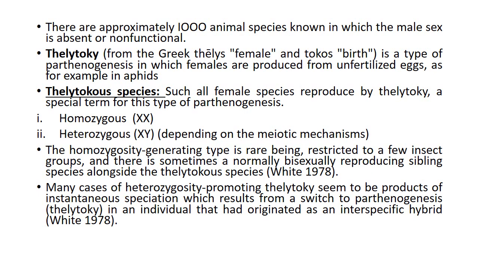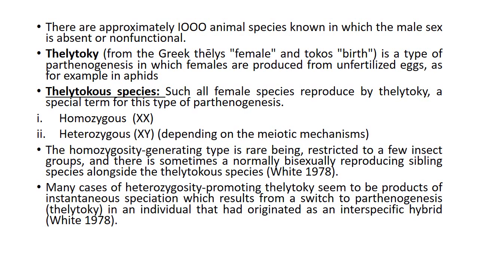One phenomenon is theletoky, or theletokous species, and the other is kleptospecies. It depends on the meiotic mechanisms what kind of offspring are generated. Either they are homozygous or they are heterozygous. Homozygous are rare as it is restricted to a few insects. Along with these, sometimes sibling species members are also present in nature that are bisexually reproducing. Sibling species are different species that are, however, morphologically similar.